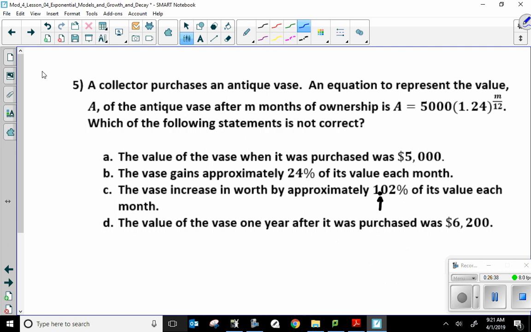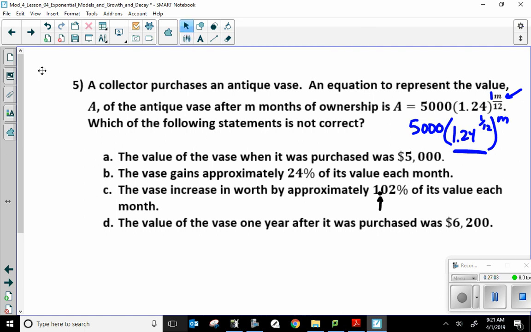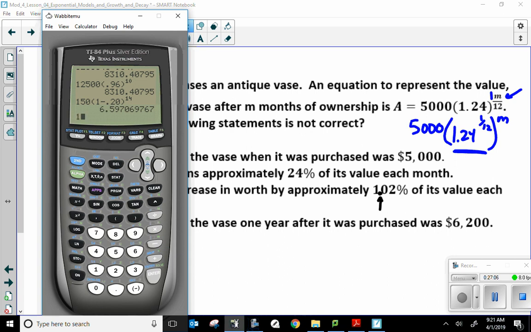Just like problems we did earlier, I want to get my variable alone as the exponent. So I want to take my 1/12 and apply that to my base. So it's 1.24 to the 1/12, and now it's per month. So when I evaluate this in my calculator, 1.24 raised to the 1/12, I hit enter.